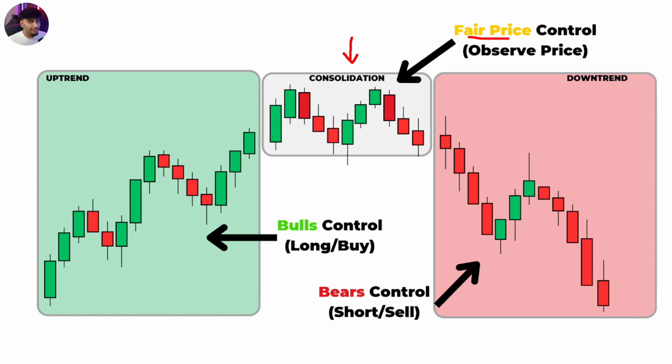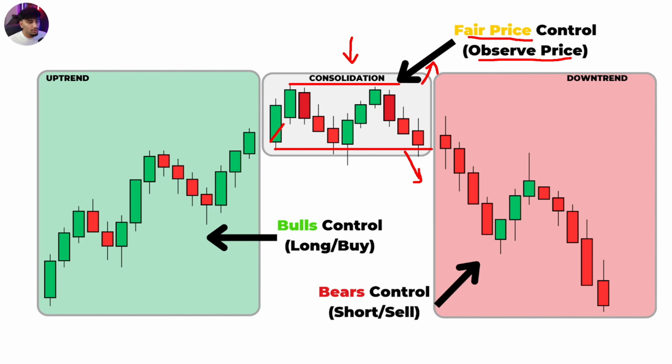This is what's called fair price control. When we have fair price, we want to observe the markets. We do not want to take a trade, especially as a break and retest trader, but rather we want to observe what price is doing. What we're going to do is mark out the highs and we're going to mark out the lows, but our main objective is to wait for the stock to either break below or above the higher low.